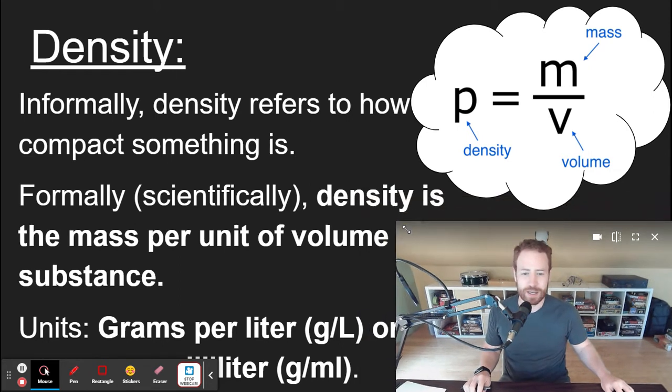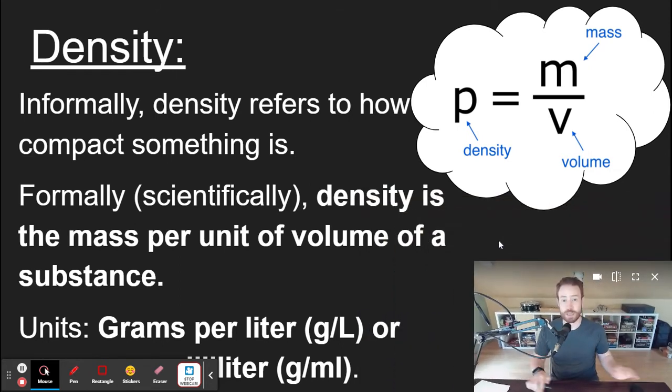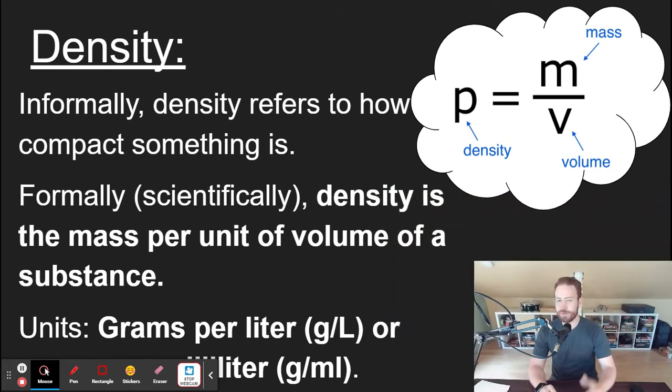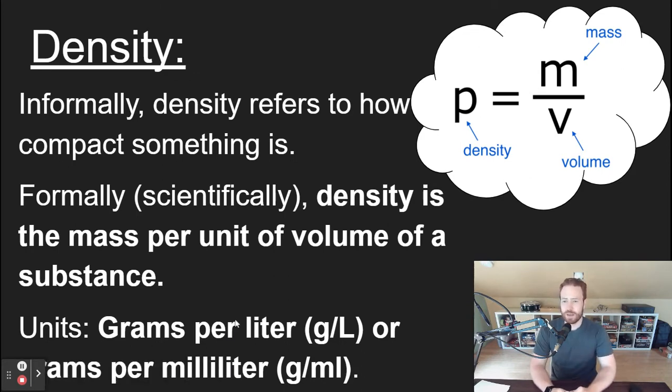All right, so you've maybe heard the term density before. It's a very common word. Informally, we often use density to refer to how compact something is. So, like cake, for example, you might talk about a dense cake versus a light cake. We're really talking about how condensed that cake is, right? If it's a flourless cake like a torte, it's very dense. Whereas if it's a very light cake like an angel food cake, then you would say it's not dense, it's very light.